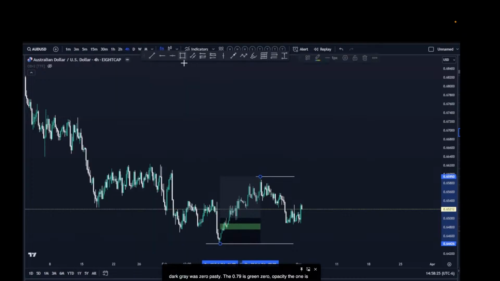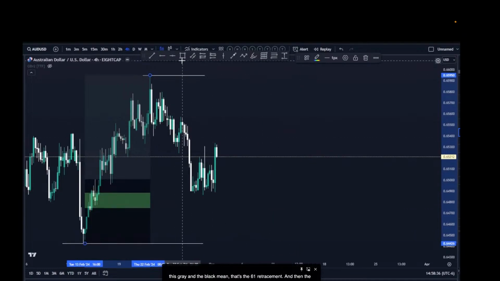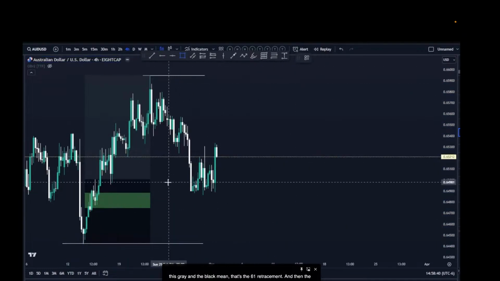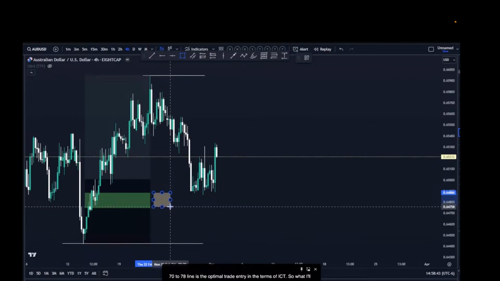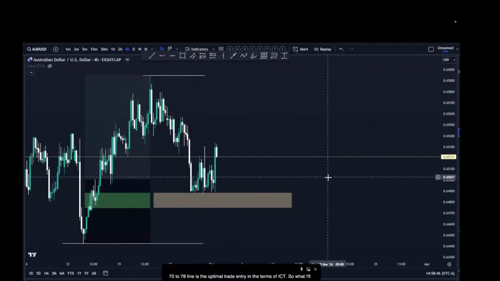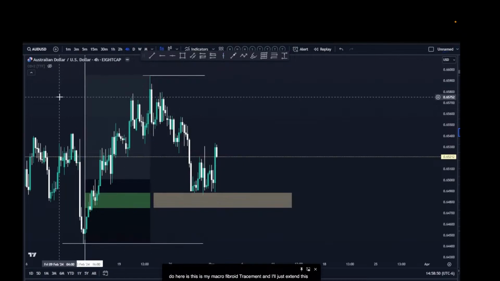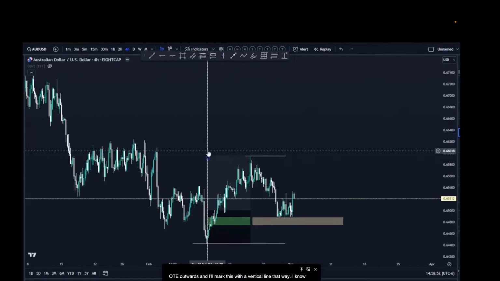This allows me basically to have where this gray and the black meet, that's the 61 retracement. And then the 70 to 78% line is the optimal trade entry in terms of ICT. So what I'll do here is this is my macro fib retracement, and I'll just extend this OTE outwards, and I'll mark this with a vertical line. That way I know that this is the last macro fib that I have on my chart.